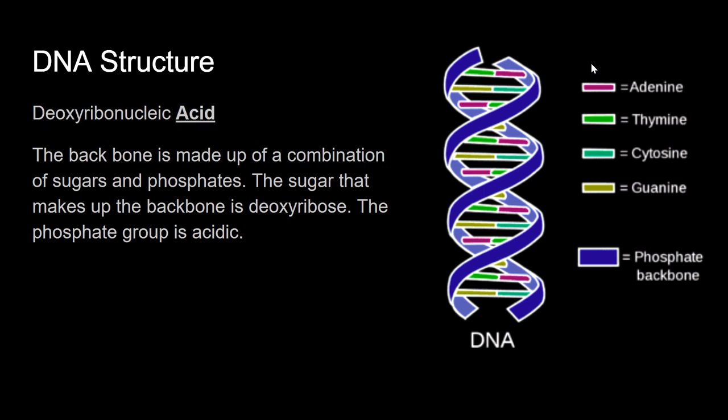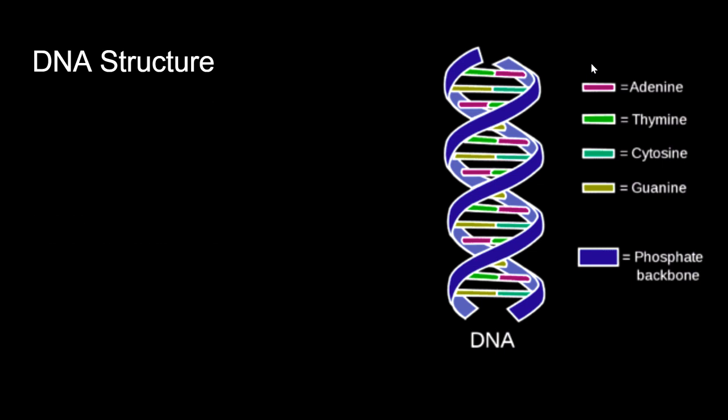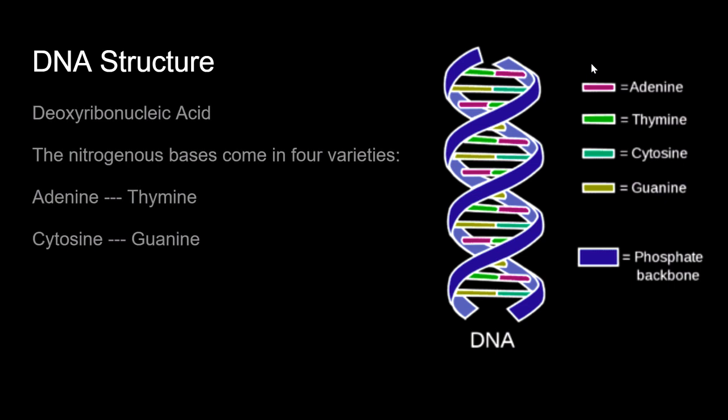So the nitrogenous bases come in four varieties for DNA: adenine, thymine, cytosine, and guanine. Adenine will always pair up with thymine, thymine with adenine, and cytosine will always pair up with guanine, and guanine with cytosine. You might ask yourself why. Can't thymine pair up with guanine? What about thymine and thymine?